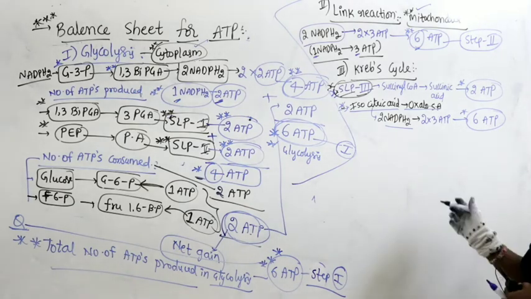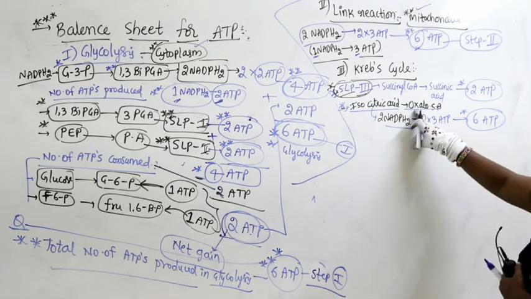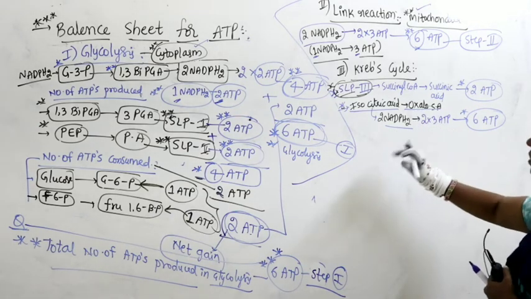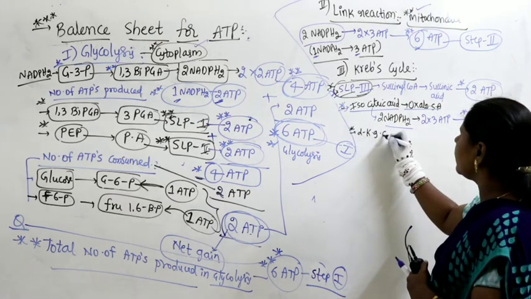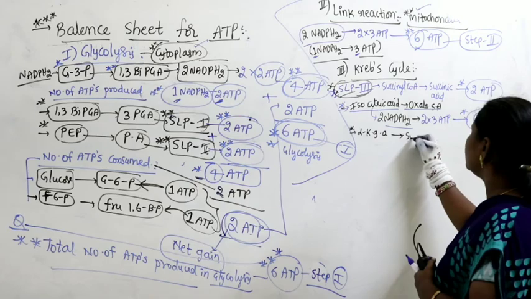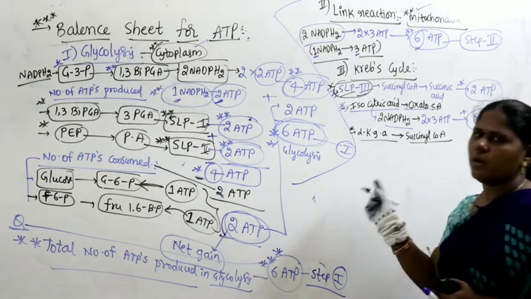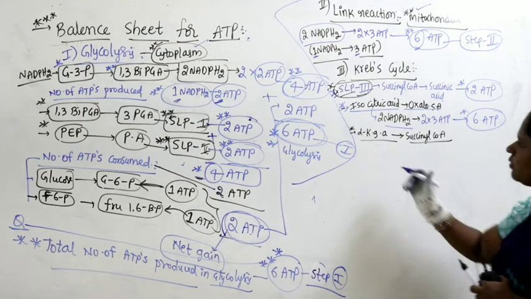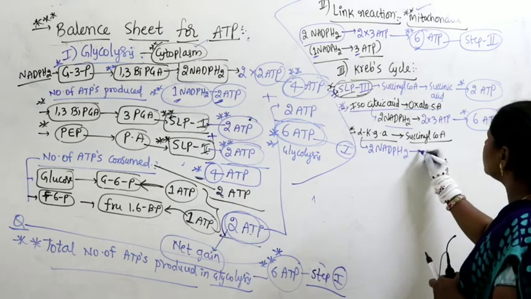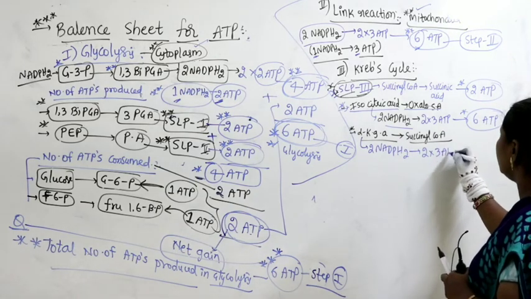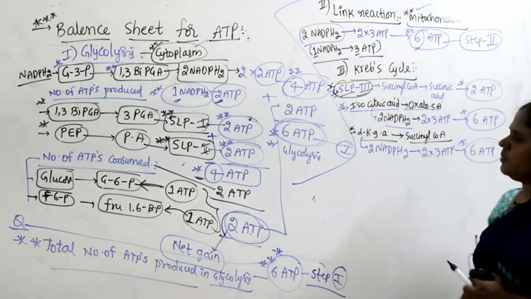Then oxalosuccinic acid to alpha ketoglutaric acid. So let us take alpha ketoglutaric acid converting to succinyl CoA. At this conversion, again 2 NADPH2 are produced. Now this contributes 2 into 3 ATP, that is a formation of 6 molecules of ATP.